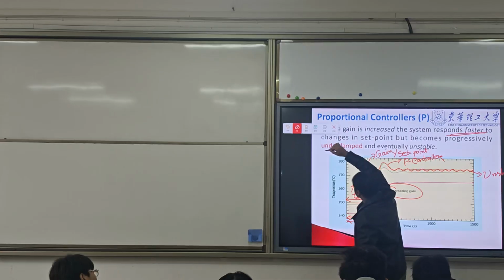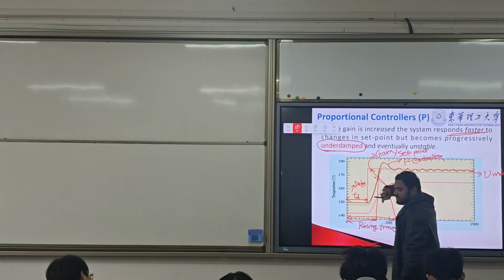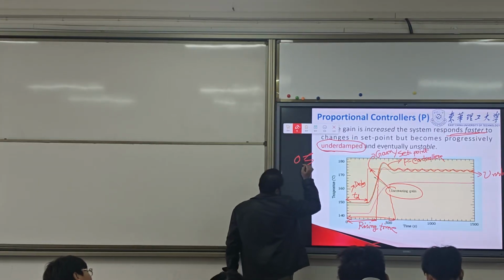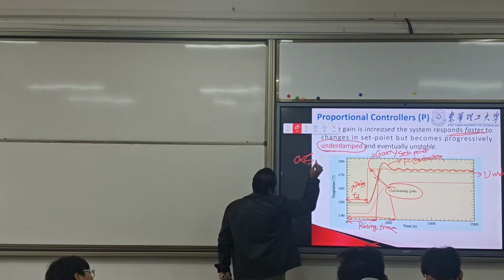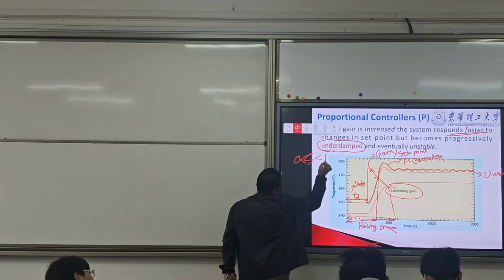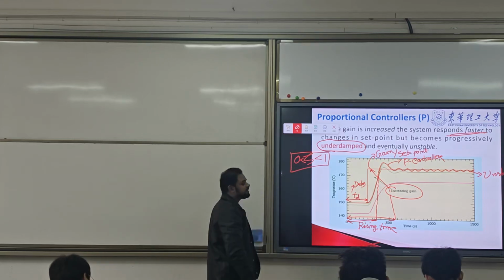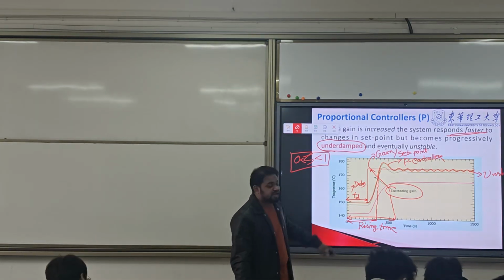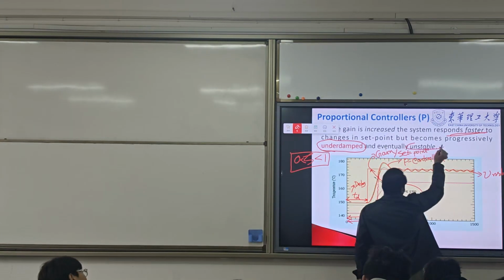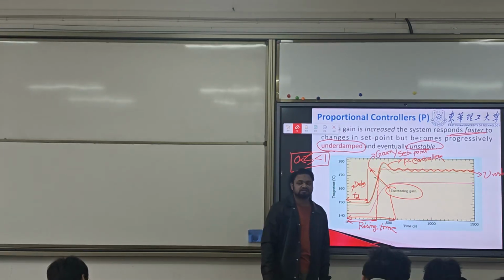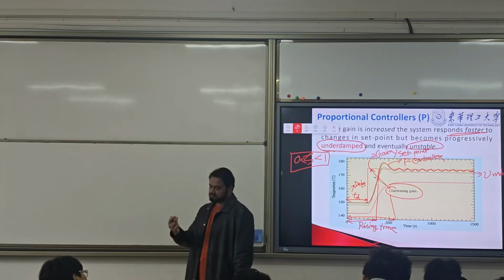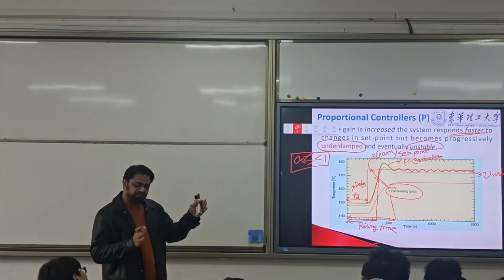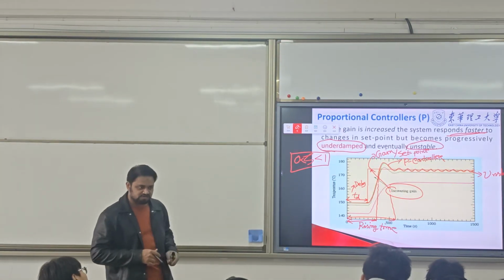This makes it an underdamped system. How do you call it an underdamped system? If the zeta value is greater than 0 and less than 1, we call it an underdamped system. So it makes an unstable system. So this is the problem with the P controller. But the advantage is the system will be very fast.